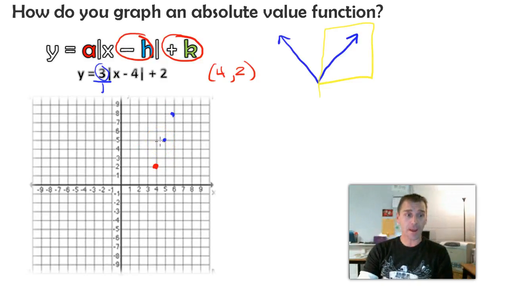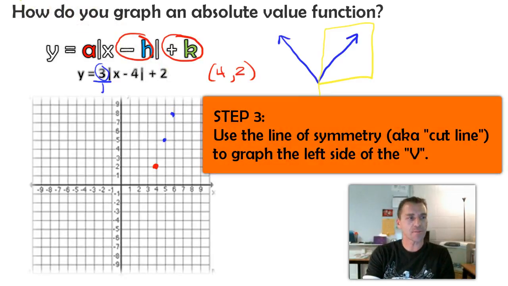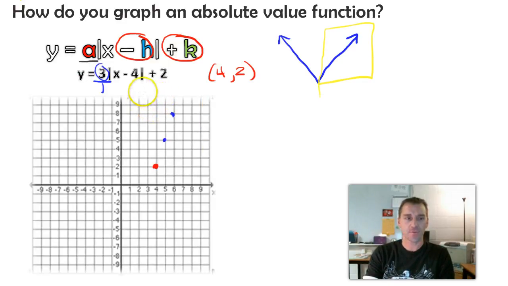Step number 3, I'm going to use this actual cut line, or the line of symmetry, if you will, which is actually the a value, this 3 right down through here. Not 3, sorry. Not true. The h value is where the actual vertex is, not the a value. So down through, I'm going to go this nice and slow so you can see it. Beep, beep, beep. So there's my cut line. It goes right down through the vertex, right down through the vertex.